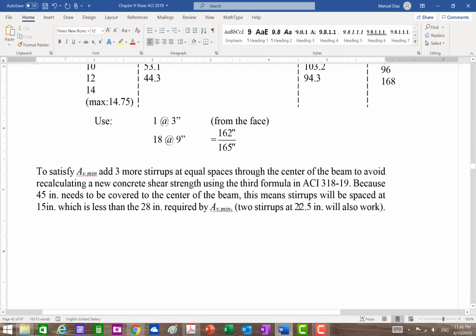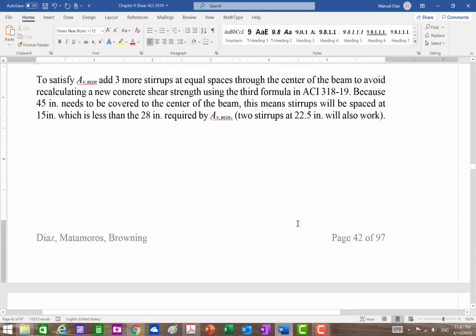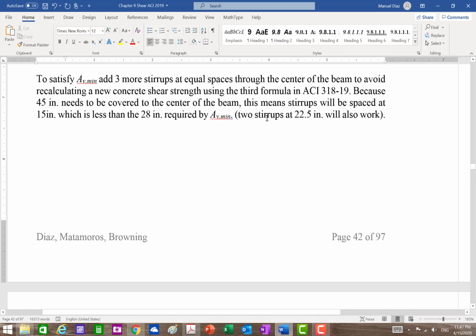You don't have to specify 22.5. You simply say 2 stirrups at the middle point and at the center line. Okay, and that's it. And you take care of that. Right? But you have to put these stirrups to satisfy AV minimum.